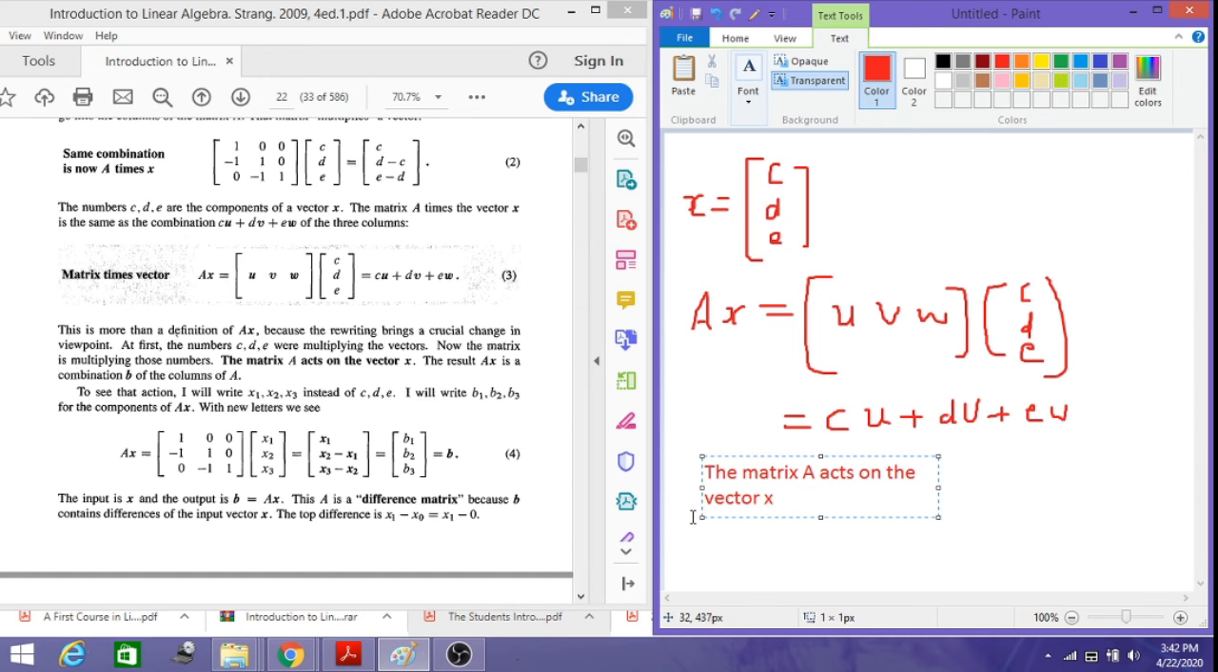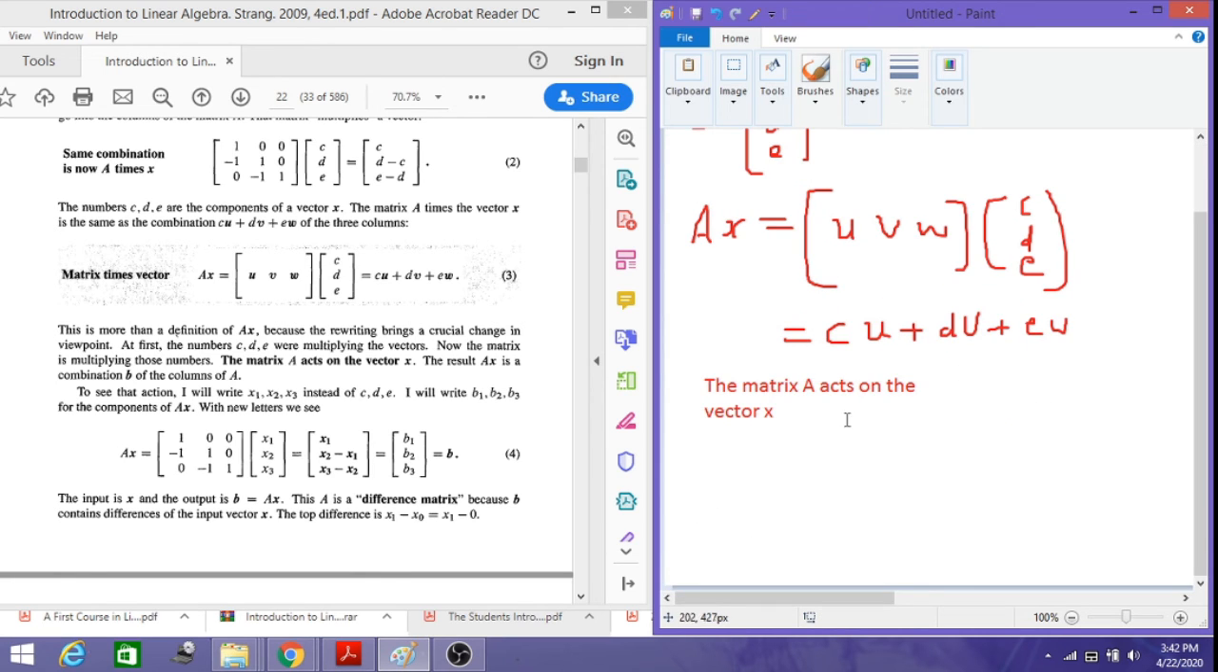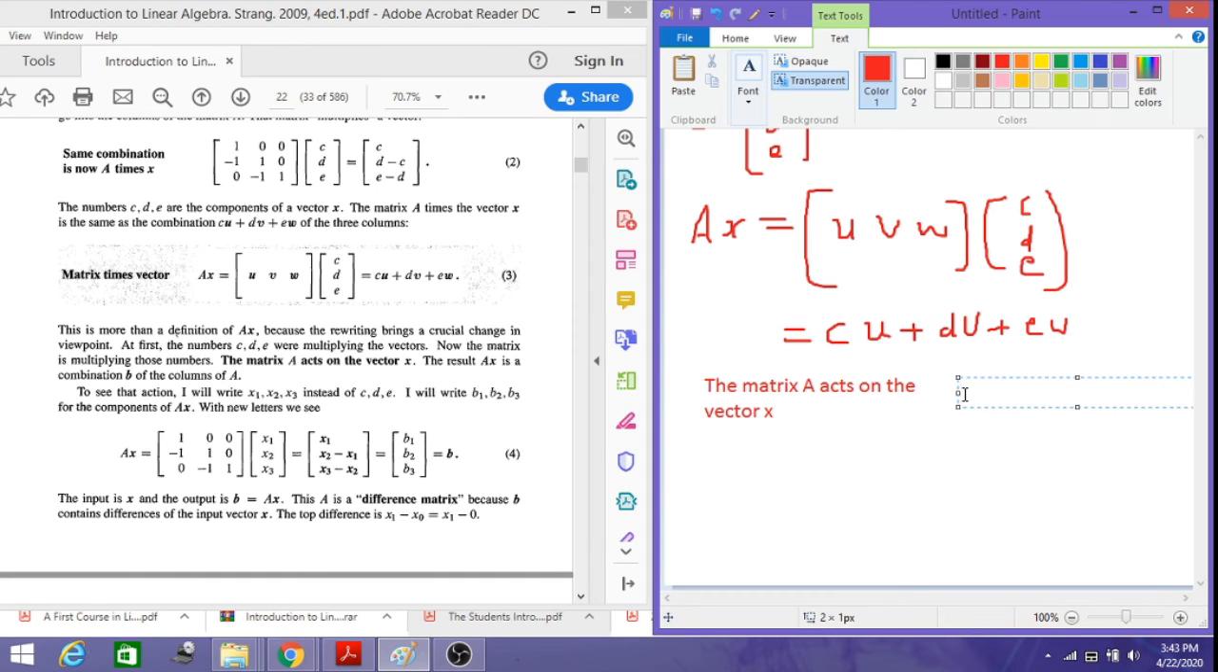The result AX is the combination of the columns of A. So if you continue with the same example, the result AX is a combination of the columns of A. Now let us take an example and understand this.